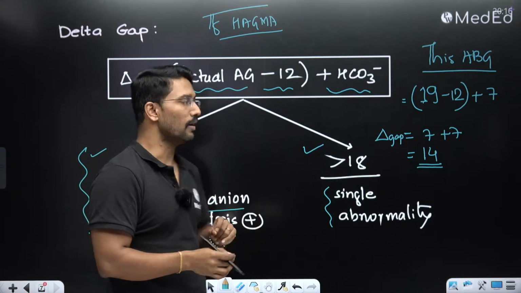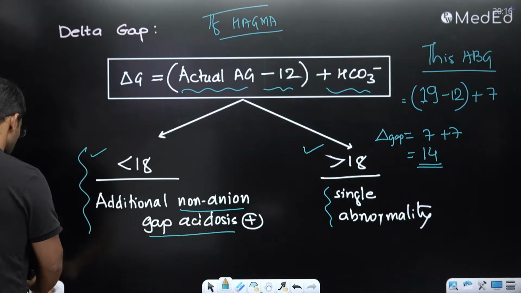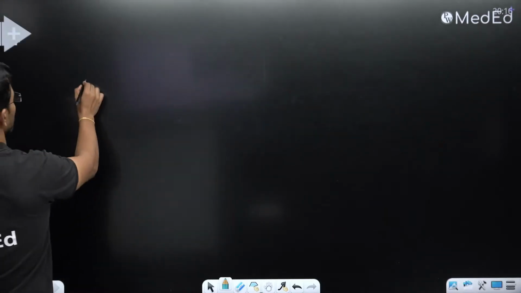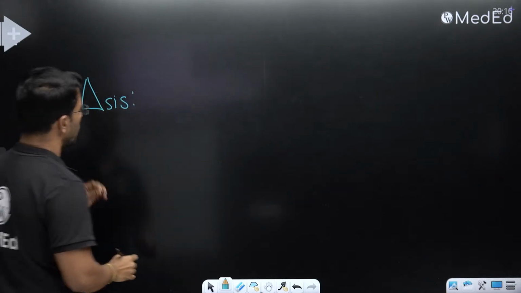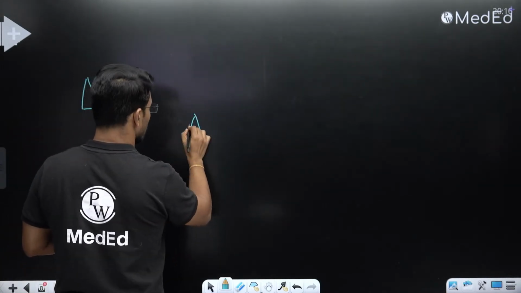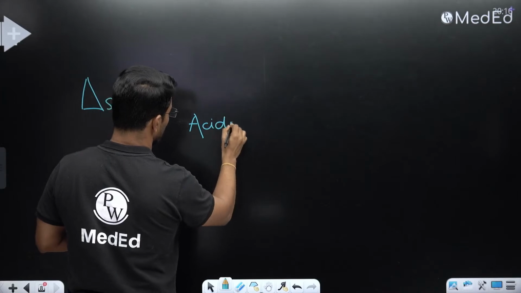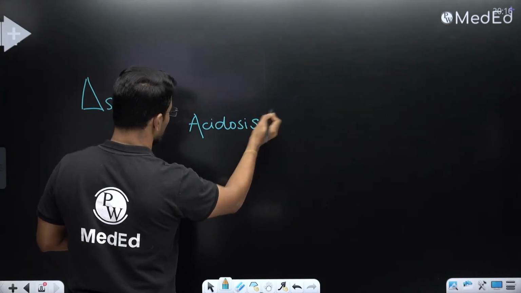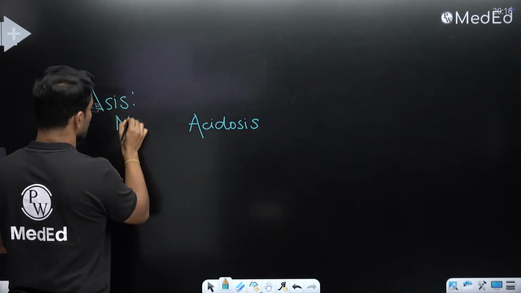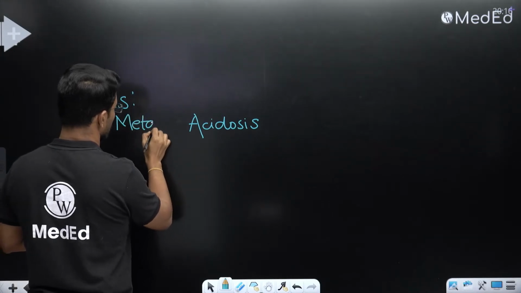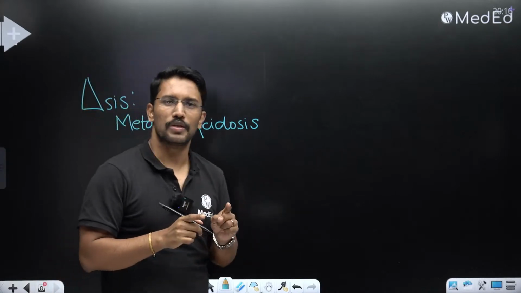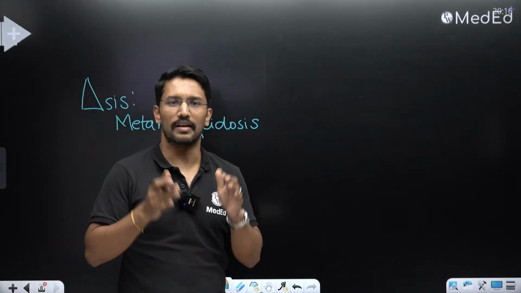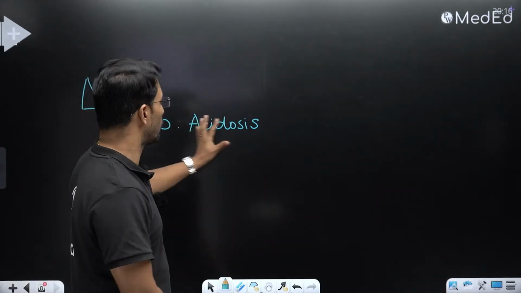Let us put everything in one place. Okay, so what we are dealing with here? The final diagnosis, let us nail it. What do we have? Number one, we have acidosis because the pH was 7.23. What type of acidosis do we have? We have metabolic acidosis, because PCO2 and pH both were decreased. They were following the same direction. So we have metabolic acidosis.